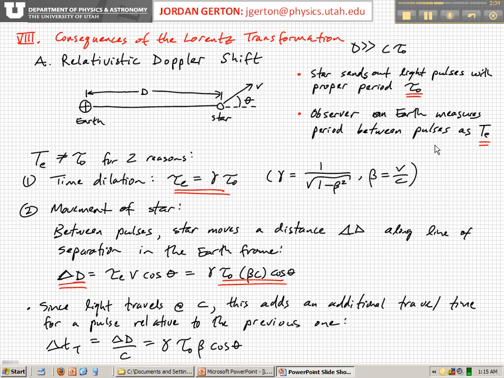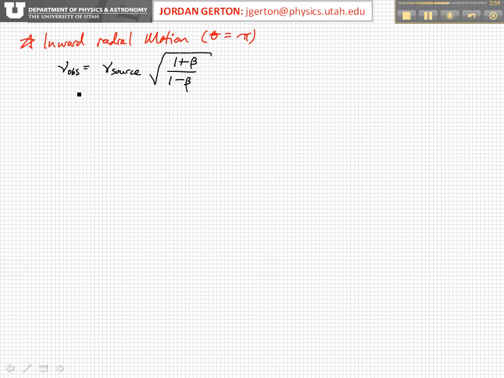Okay, the second particular case we're going to consider is when theta equals pi. In that case, the velocity of the star is pointing directly at the Earth, so it's approaching the Earth directly. Okay, so we'll call that inward radial motion. In that case, if you work through it, theta equals pi, so cosine theta equals -1, and you get that the observed frequency is the source frequency times this factor, the square root of 1 plus beta over 1 minus beta.